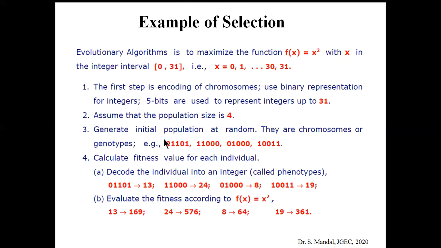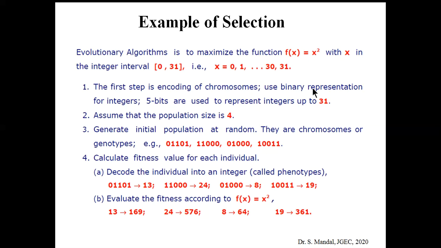Next, consider the population size. We already said that population size can be controlled. We are assuming for easiness that the population size is 4. That means 4 solutions will be generated randomly. So the random chromosomes are like this: 0 1 1 0 1, 1 1 0 0 0, 0 1 0 0 0, 1 0 0 1 1. These are the random numbers. So the initialization part has been completed.